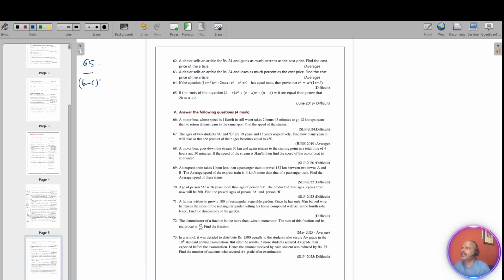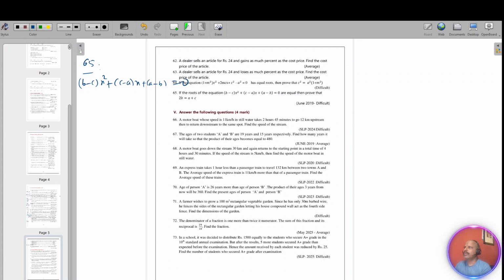b minus c x square plus c minus a x plus a minus b equal to 0. Roots are again equal. Prove that 2b equal to a plus c. Let's see, what is a here? Don't get confused with abc that we use from ax square plus bx plus c and the abc given here. Okay. a equal to b minus c, b equal to c minus a, c equal to a minus b.